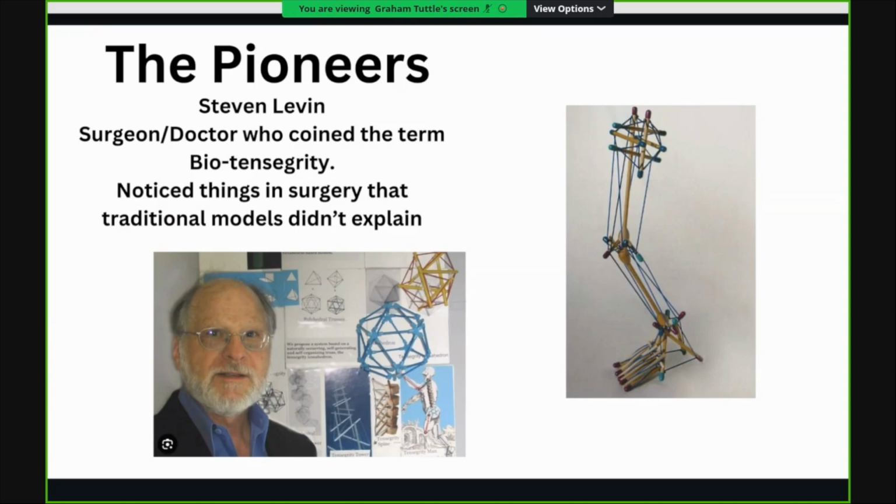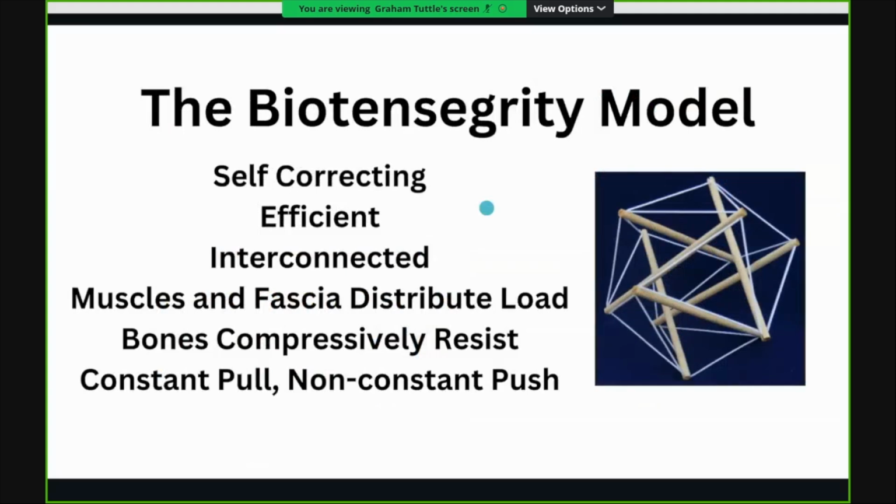There's a pretty cool model over here. You start to see some of this stuff, but in a sense, your body resists gravity in a different way. Like if you took your body to space, and they're not mutually exclusive, so this is why it's important. But the biotensegrity model is this. It has these basic things.